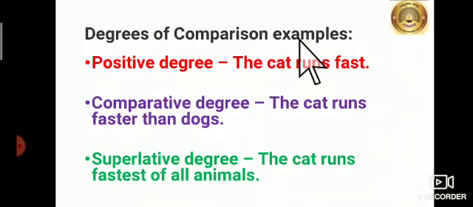Degrees of comparison examples. Now let's read out a few examples for your better understanding. Positive degree. This is a simple sentence that you must understand and read after me. The cat runs fast. It is a positive degree because only one cat is mentioned, which runs fast. Now in the comparative degree, the same sentence becomes: the cat runs faster than dogs. Here one cat is compared to many dogs, and it runs faster than the dogs.